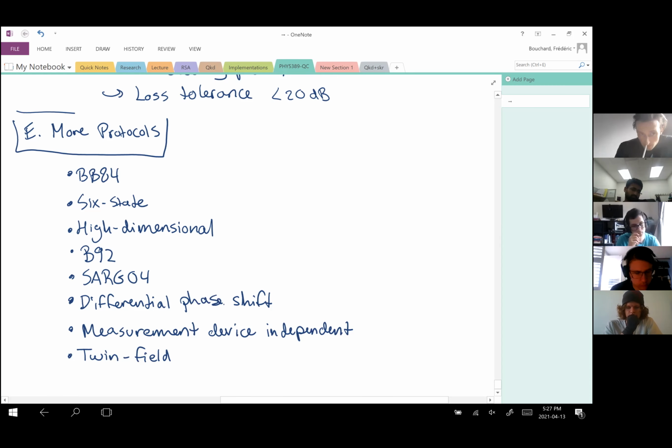Those are sort of important QKD protocols that people are looking at. They all have their advantages in different conditions. But yeah, I don't have enough time to go through them. I guess I was afraid of running out of material, but yeah. Yep, that's pretty much it.